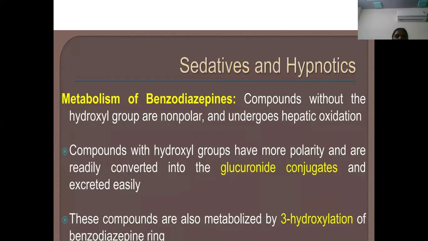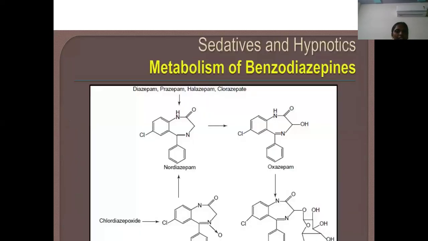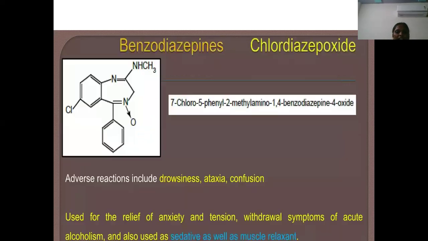Next, coming to the metabolism of benzodiazepines. Compounds without hydroxyl groups are non-polar and undergo hepatic oxidation. Next, compounds with hydroxyl groups have more polarity and are readily converted into glucuronide conjugates and excreted easily. These compounds are also metabolized by 3-hydroxylation of the benzodiazepine ring. Next, in the metabolism of benzodiazepines, nordiazepam is converted to oxazepam.